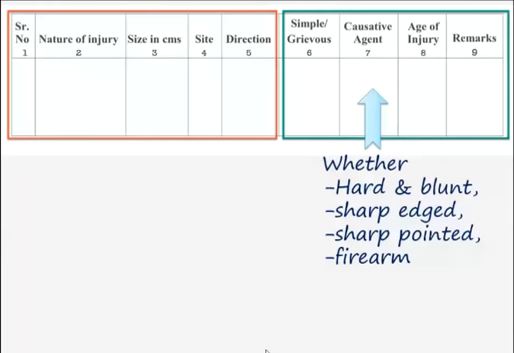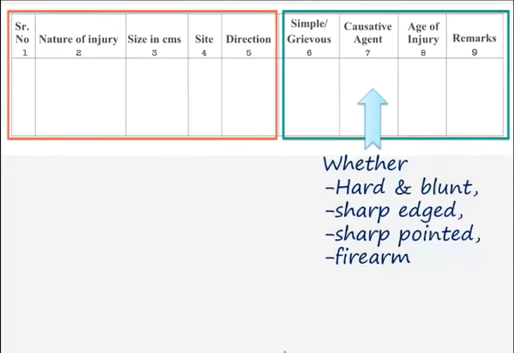Next column, looking at the color of the injury. Already we mentioned the nature of the injury, abrasion, reddish color, or scab present. Depending upon that, you have to give the age of the injury. And what has to be written in the remark column is very important. You just write down whether it is painful or not.